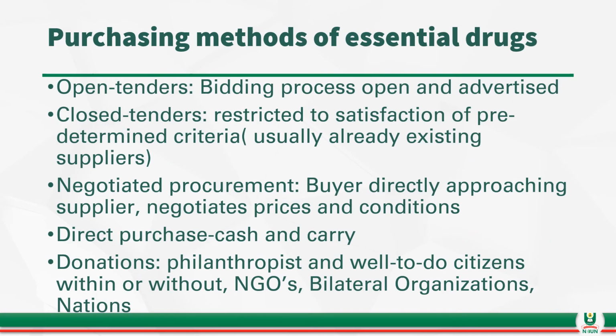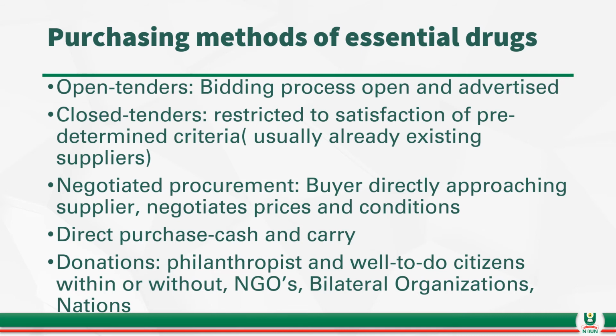Now, before purchasing essential drugs, there are several processes that you need to take, what we call the purchasing methods, that you need to take before you purchase medications in terms of advertising and all that. Now, the first one is open tenders. Open tenders is a bidding process. It's open to the public and usually advertised. Companies that need to supply the medications and that have track records will apply for such bidding process, and the best is selected based on antecedents.